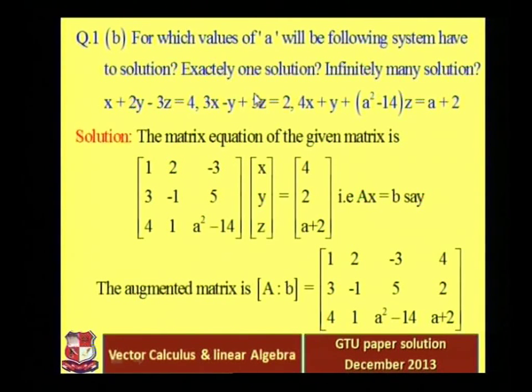For which values of a will the following system have two solutions? First is exactly one solution, then infinitely many solutions. Okay, here is the question.